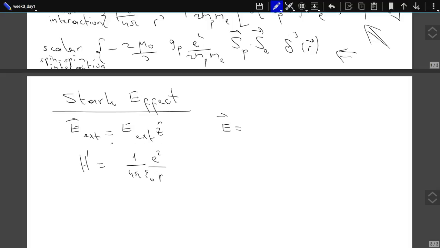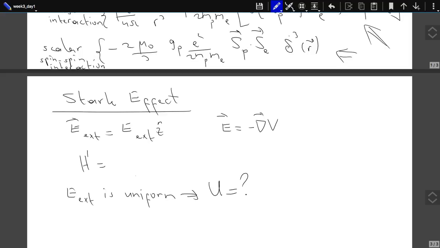Yeah, the question is, we have a uniform electric field, and remember this one. So E external is uniform. So what is the potential energy? Come on, have you already forgotten all your other courses? Let's look at this one. The derivative should be constant and only in the z direction.